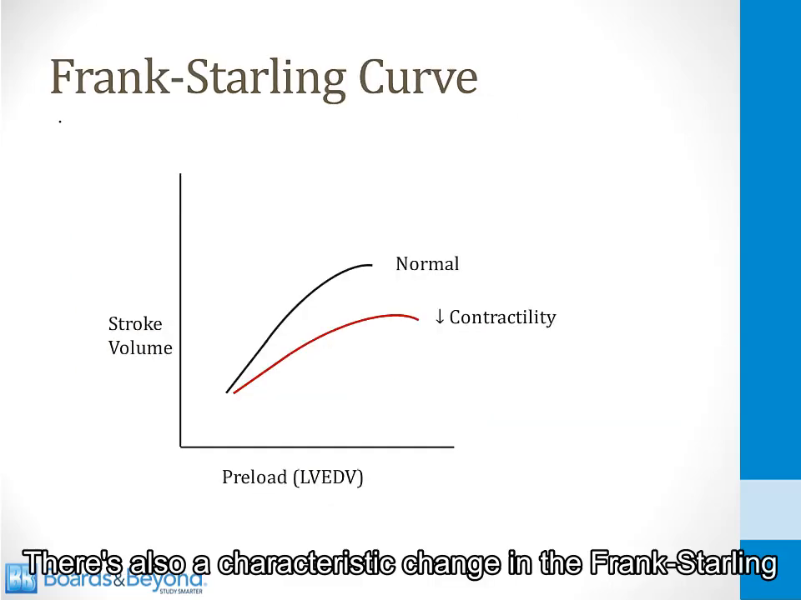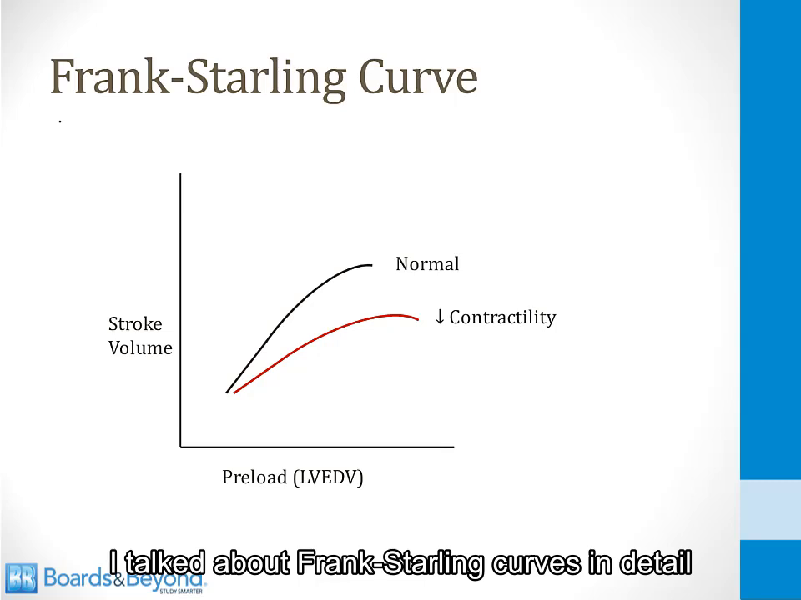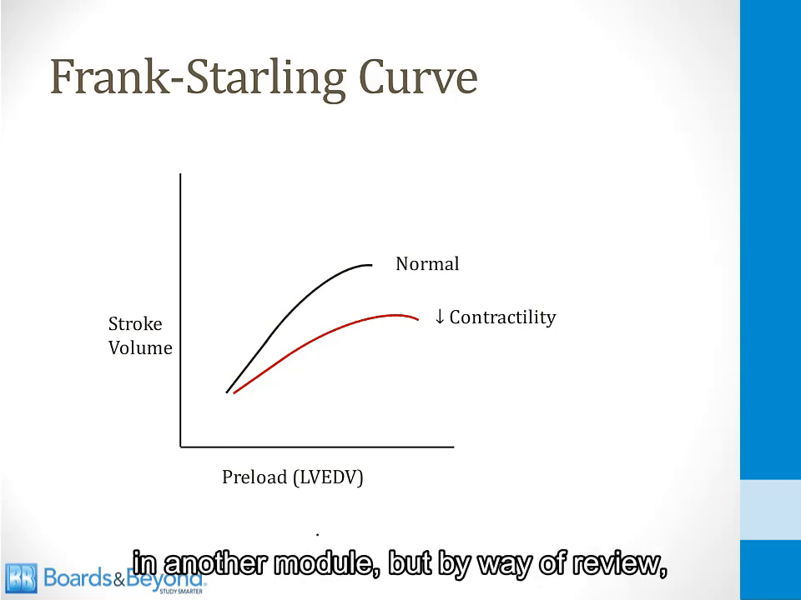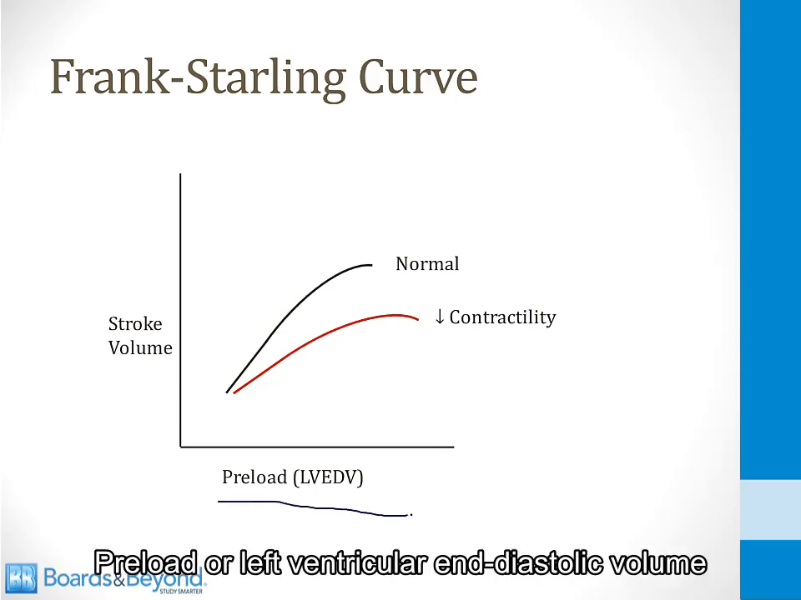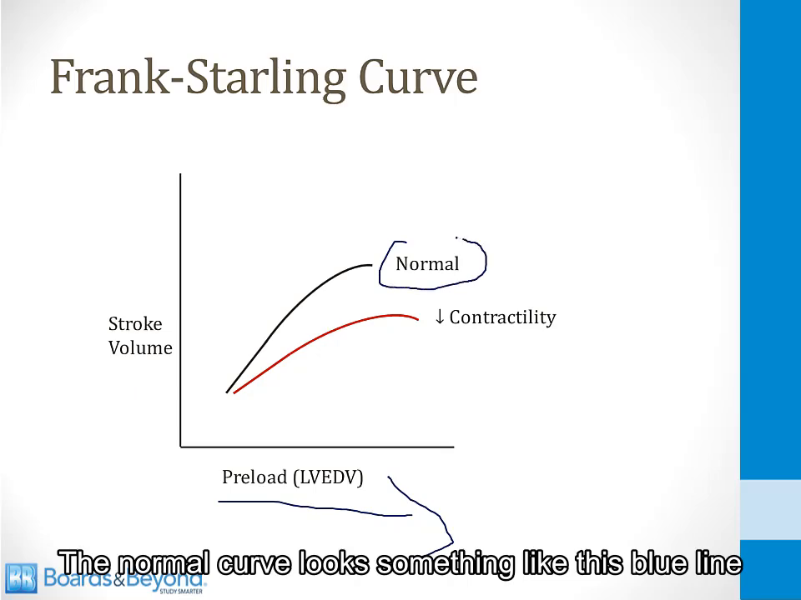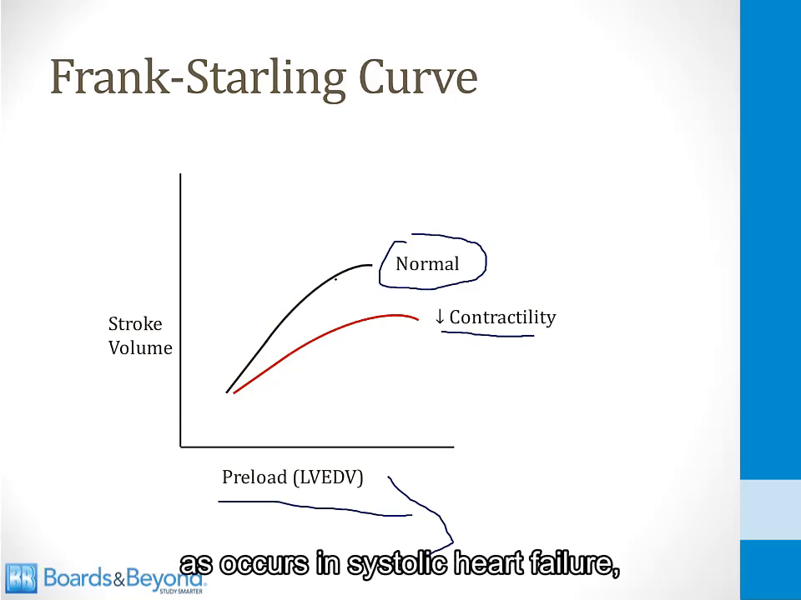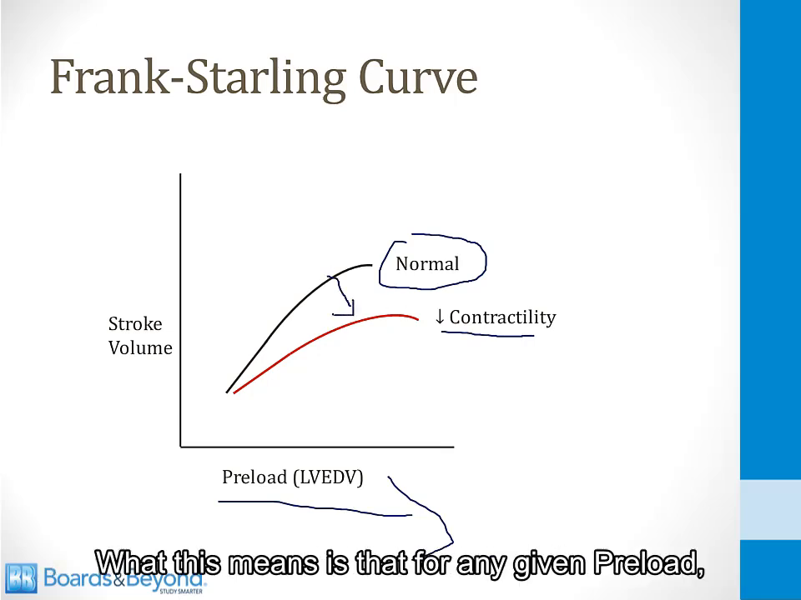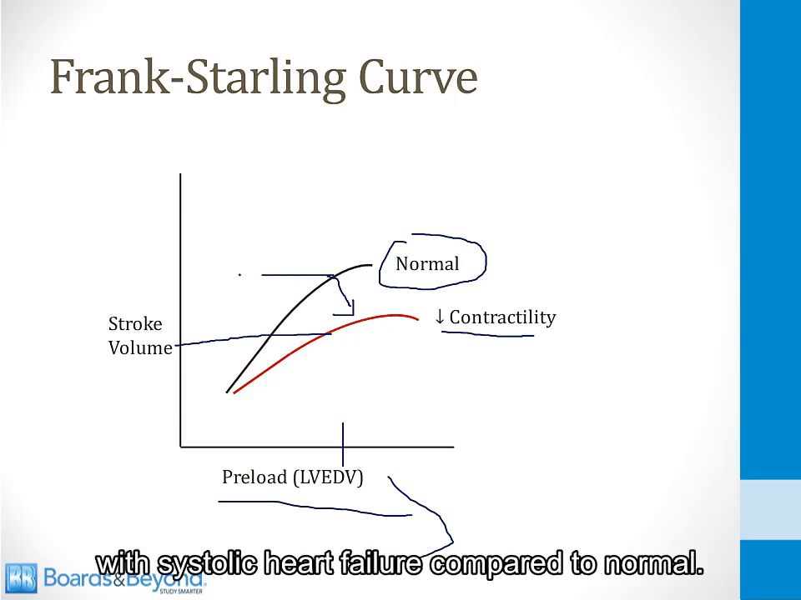There's also a characteristic change in the Frank-Starling curve in systolic heart failure. I talk about Frank-Starling curves in detail in another module, but by way of review, a Frank-Starling curve shows the relationship between preload or left ventricular end diastolic volume on the x-axis and stroke volume on the y-axis. A normal curve looks something like this blue line I've shown here, and when there is a fall in contractility, as occurs in systolic heart failure, the curve shifts to the right. What this means is that for any given preload, you will get a lower stroke volume in the heart with systolic heart failure compared to normal, and that should make sense to you.